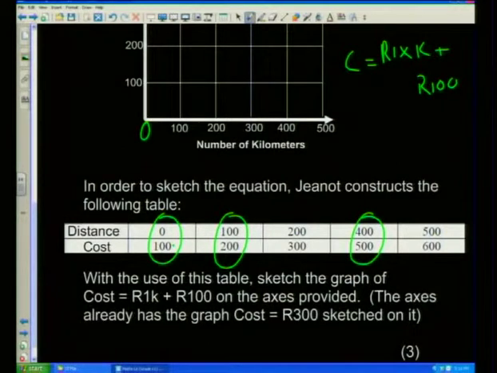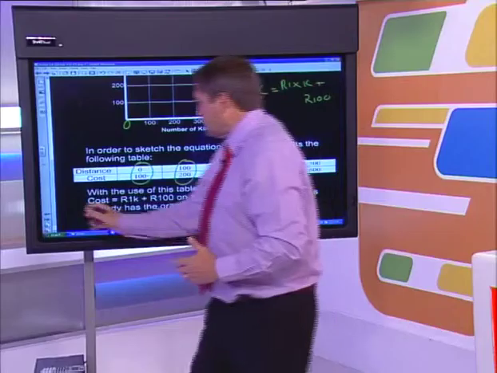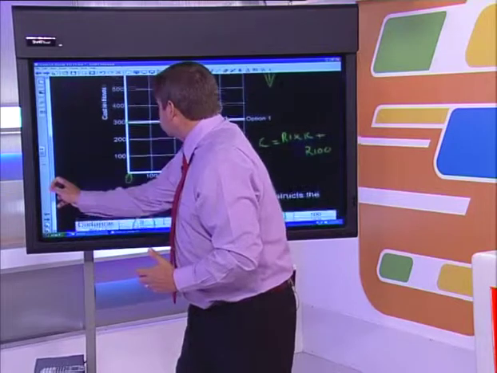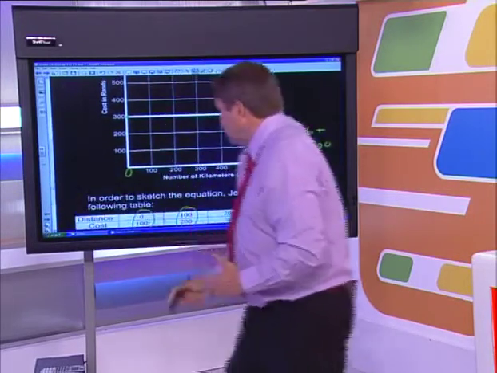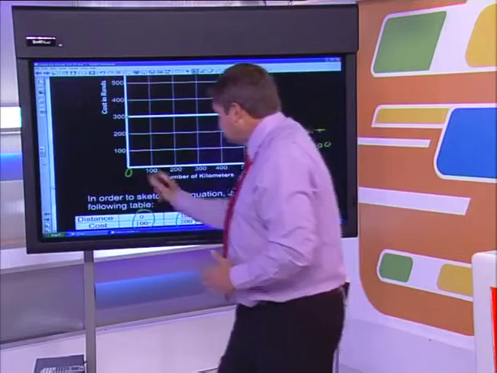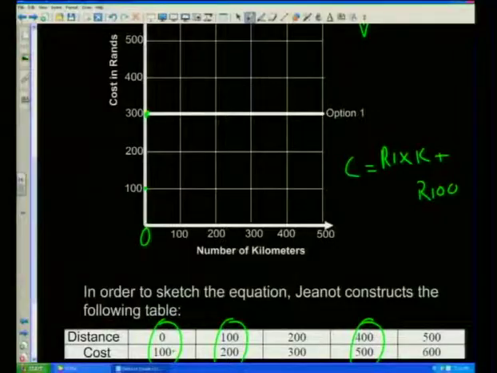Okay, now we're going to try and plot this graph. So let's have a look at plotting the graph. Now we said, if I travel 0 kilometers, it's going to cost me R100. Can you see that? If I travel 100 kilometers, it's going to cost me 200 Rand. If I travel 200 kilometers, it's going to cost me 300 Rand. And if I travel, you get the idea.